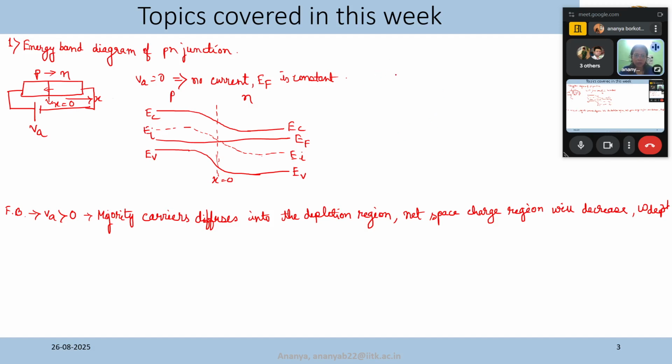When VA is greater than 0, there will be some flow of current because electrons and holes are moving. So now our EF is not constant. As I mentioned earlier, EF is like the average energy of electrons in a system. If there are more electrons, EF will be higher. If there are fewer electrons, the average energy of the electrons will also be lower.